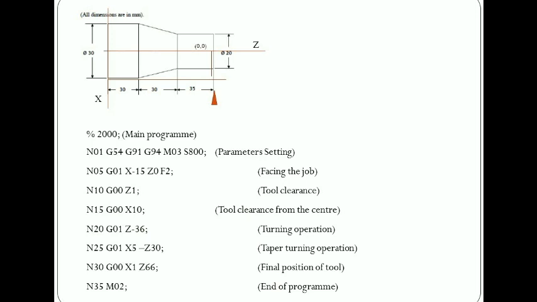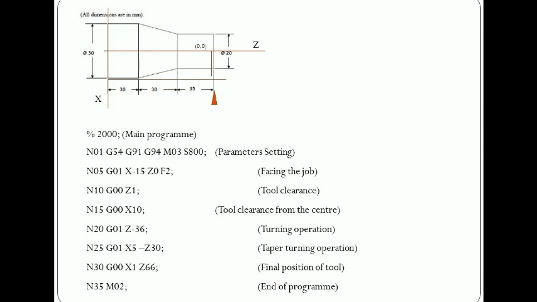So after that the tool has to move in radial direction. Sorry, it is in the transverse direction it has to move. Tool has to move in the transverse direction. So that is N20 G01 Z minus 36. Minus 36 is because 35 is the dimension and 1 I have given the clearance. So total movement will be minus 36. So now the straight turning operation takes place.